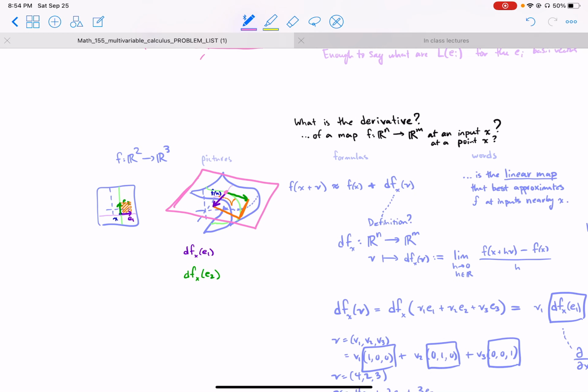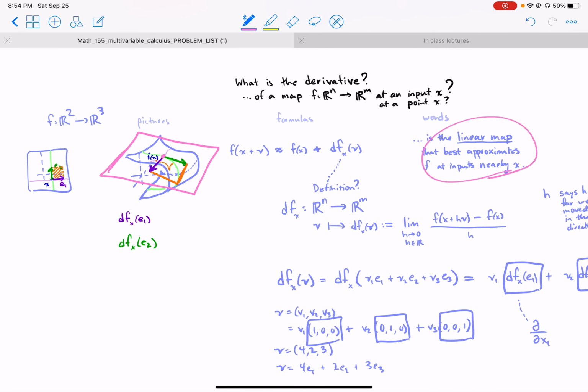So these are the pictures of a derivative. It is a linear map that best approximates f at inputs near to x, which means it takes this plane. It's a linear map, so the output is now going to be a flat plane in 3D, the output space. And what plane? Well, exactly the plane that passes through the point f of x and is closest to this curvy surface, where that surface is the image of the nonlinear map f.